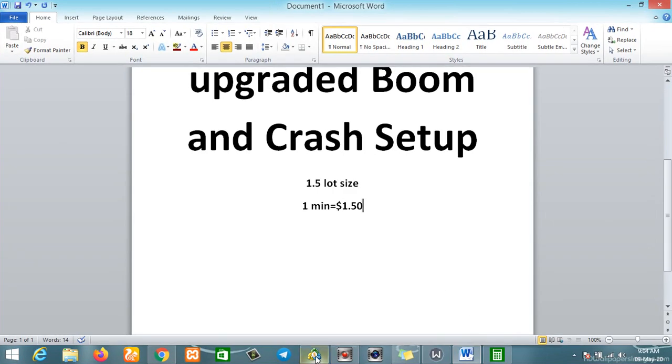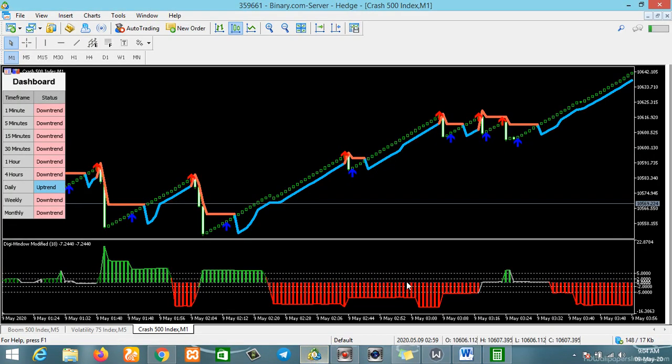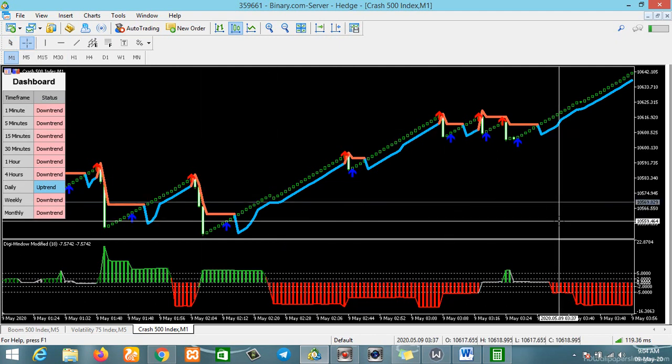So let's head back to our MetaTrader and try to pick about 5 or 6 trades. For example, this histogram here changes from green to dark green, to dark red, and to bright red. This is the best time to enter, at bright red, and we are using a 1 minute time frame, so we can just go ahead and pick just one candle. Let's assume we are using 1.5 lot size, so we pick one candle, that's $1.5. Then we wait for another opportunity again.